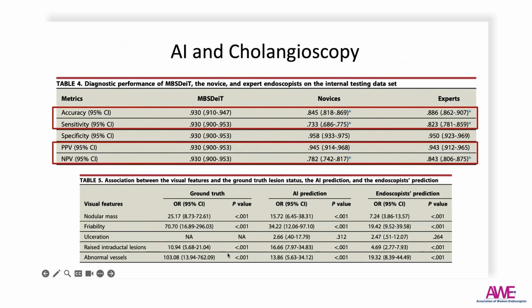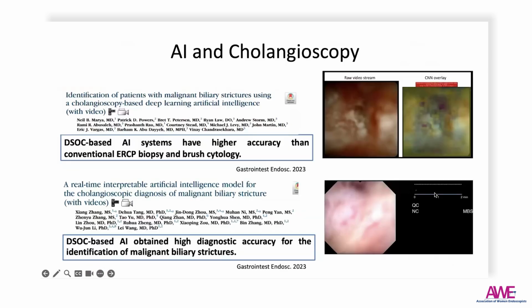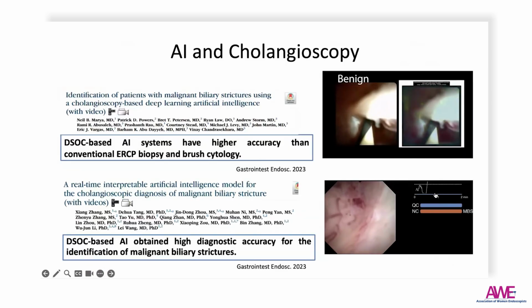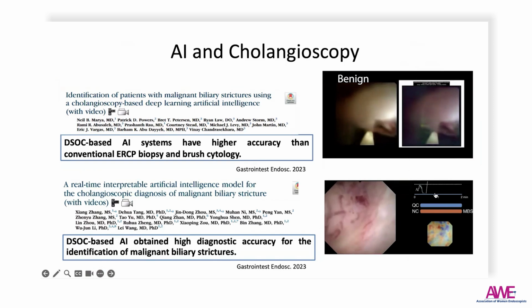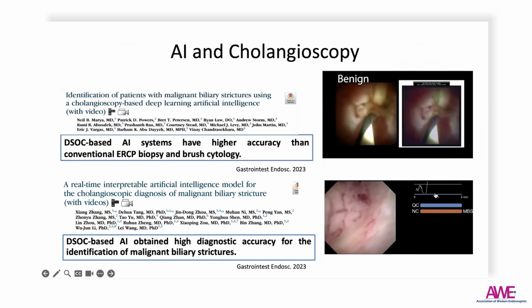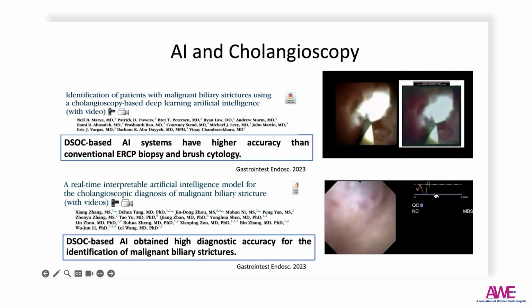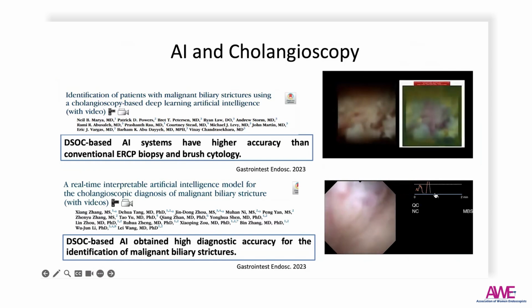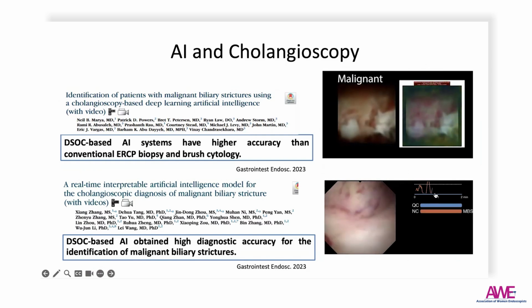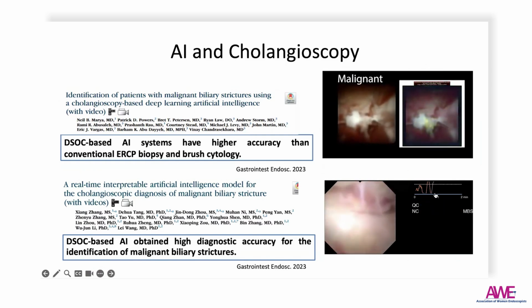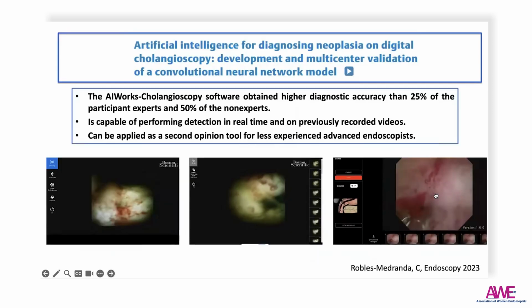And that applies also to the individual features that have been associated with malignancy. Here you see significantly higher AI scores compared to the endoscopist prediction for those individual features. There are many different AI systems available. But in general, they have definitely shown that AI provides higher accuracy than conventional ERCP biopsy and brush cytology, and in addition, just overall increased accuracy compared to cholangioscopy.